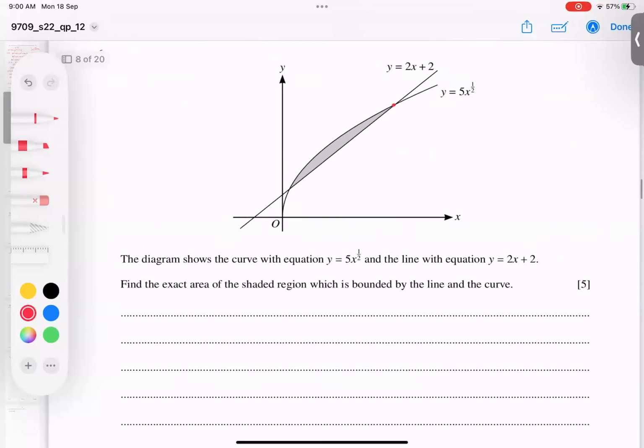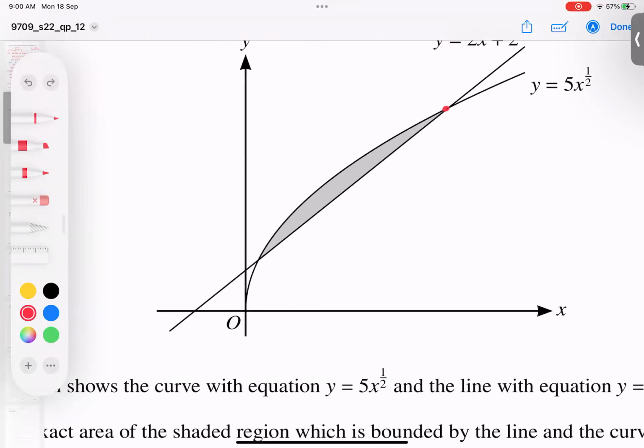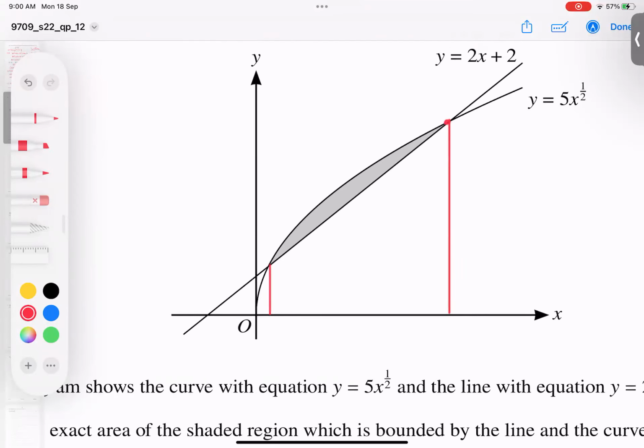So the next question we have here, students: find the exact area for the shaded region. The shaded region is very clear here. Okay. So it's starting from where, students? It is starting from here and ending at this point. So it means these 2 points are very, very important.